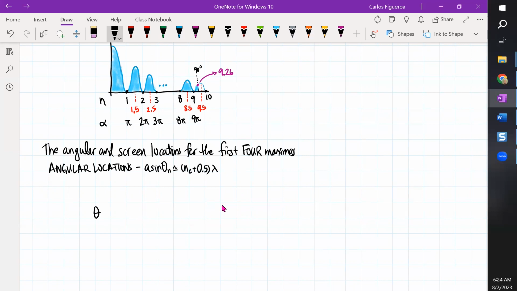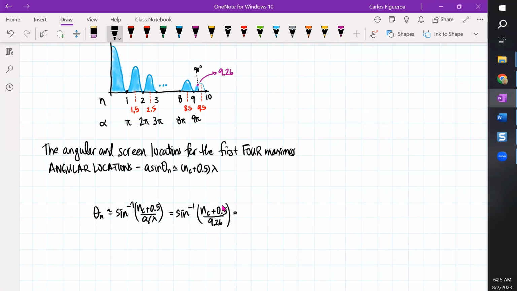Let's start here. So θ is going to be equal to sine inverse of (Nc + 0.5) divided by the diffraction parameter. And if I put in my values, then this is really just sine inverse of (Nc + 0.5) divided by 9.26.